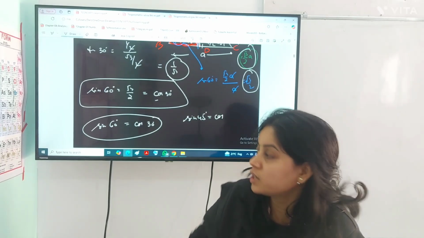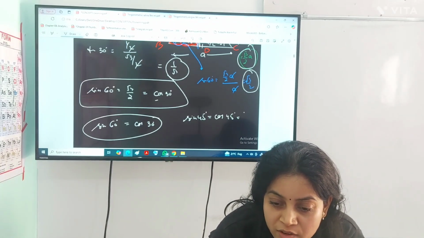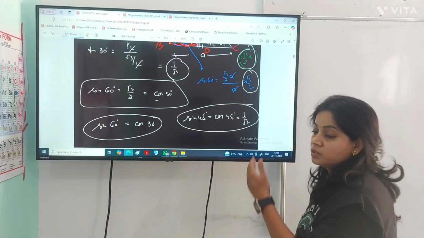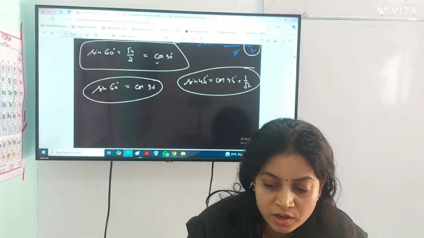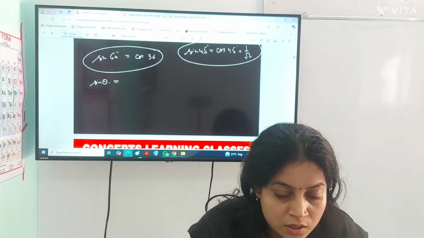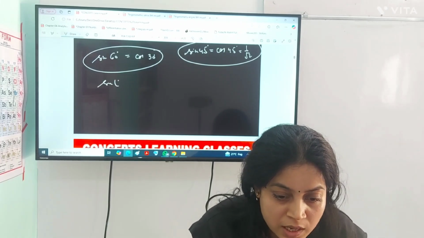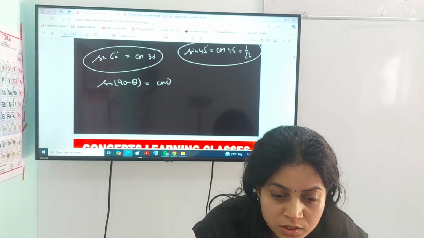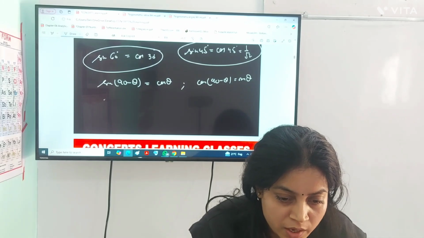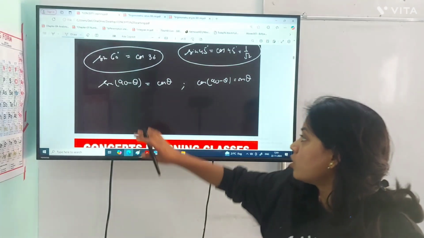And one thing you have also observed is sin 45. अगर हम इसको complementary में लिखेंगे तो sin का complementary cos हुआ and 90 minus 45 is again 45. Therefore sin 45 and cos 45 are equal and they are 1 by root 2 as I have already derived. Similarly, you can find any other complementary angles because the complementary of sin theta is cos theta. You can write it like this: sin of 90 minus theta is equal to cos theta, and similarly cos of 90 minus theta is sin theta.